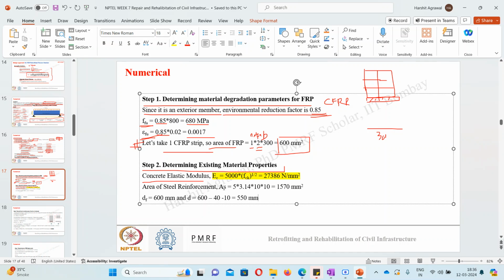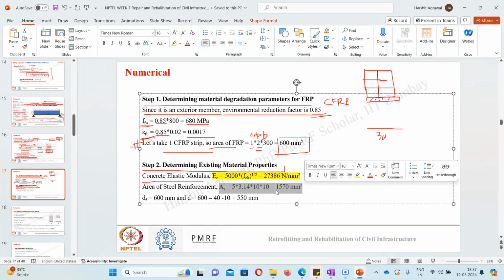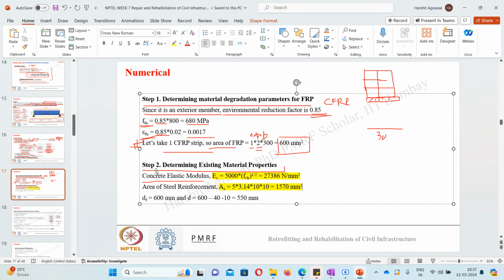Area of steel reinforcement we can calculate since we know the number of rebars that we have provided. It will be nothing but 5 times pi r square. So pi 3.14 into 20 mm diameter, so 10 mm radius. It will come out to be 1570 mm square. That is my area of steel. Now the total depth of beam is 600 mm. So the effective depth will be nothing but total depth minus cover, cover is 40 mm, minus diameter by 2. Diameter is 20, so diameter by 2 will be 10.